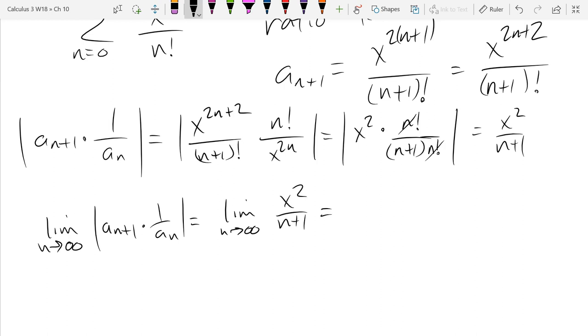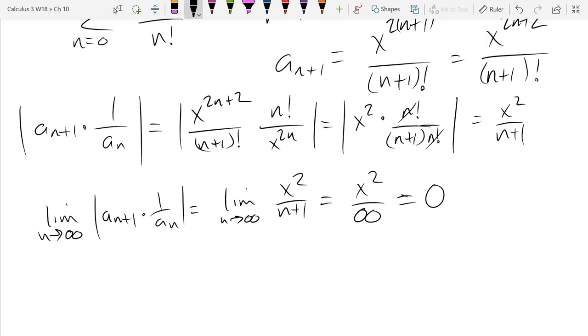All right, what is this limit here? Zero. You could write it as x squared over infinity, but no matter what x is, as long as it's a number, you're going to get 0 right here. This is rho. It's a little strange when rho equals 0. Is 0 less than 1? Yes, it's way less than 1. Does it matter what x is? Nope, x could be anything.